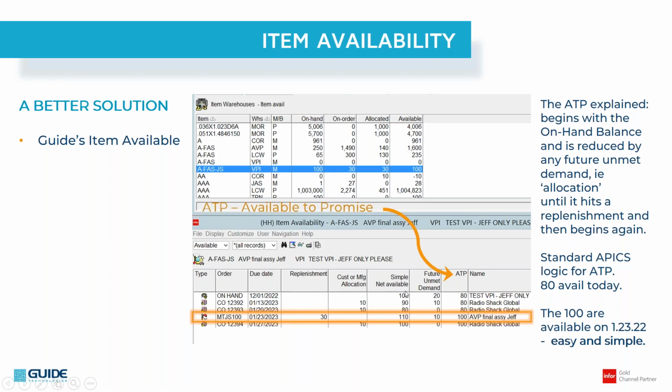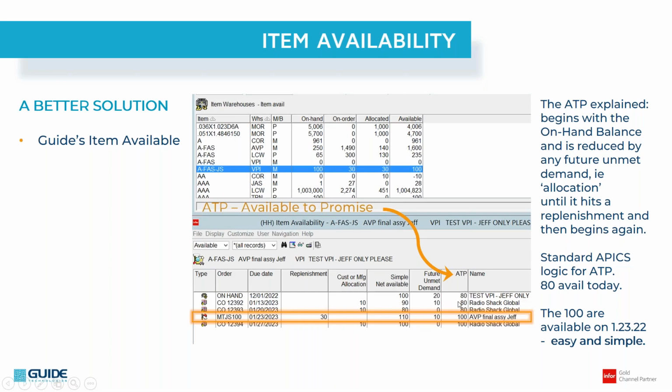Here's my on hand, I've got 100. But how does it calculate this 80, right? What it recognizes is that I've got this future unmet demand, these 20. It's got to come off that 100. So the simple net available, that's why we call it simple, is 100.